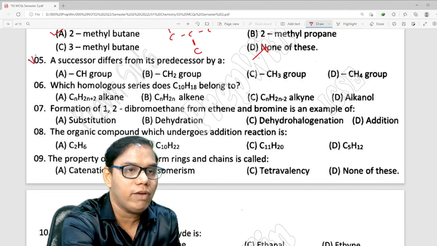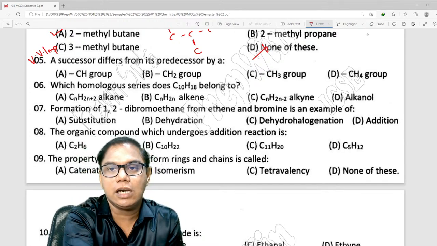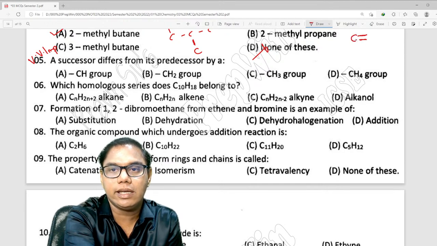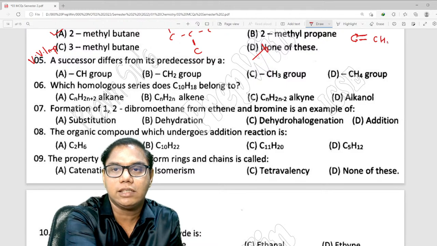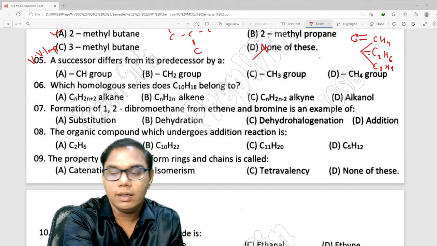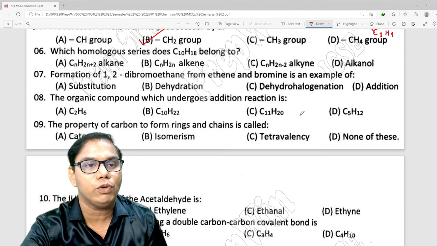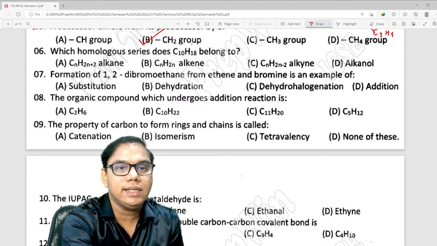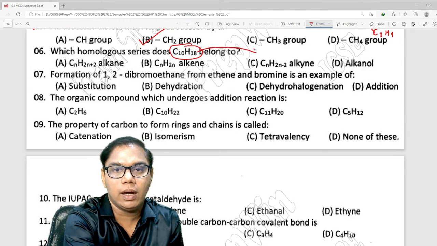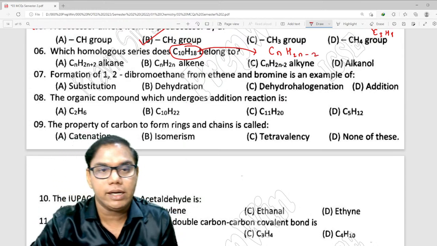Successor differs from the predecessor by what? If you take any functional group, two consecutive compounds, for example methane CH4, then ethane C2H6, then C3H8, what is the difference every time? The difference is of what? CH2 group. Everyone is getting the correct answer. Which homologous series does this belong to? What is the formula? Double it and minus 2: double of 10 is 20, minus 2.